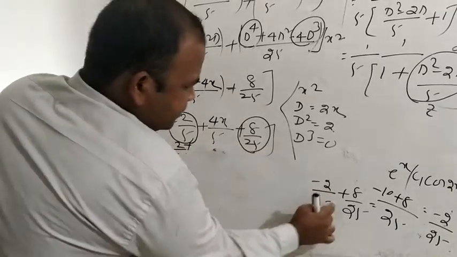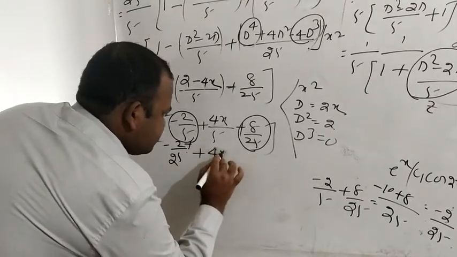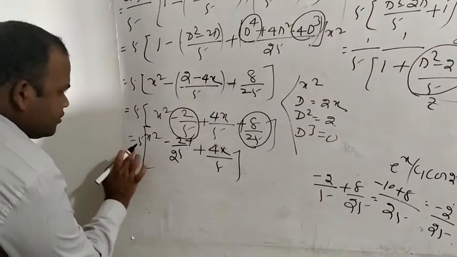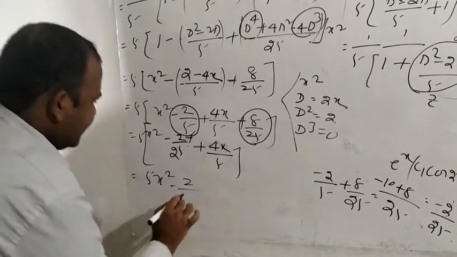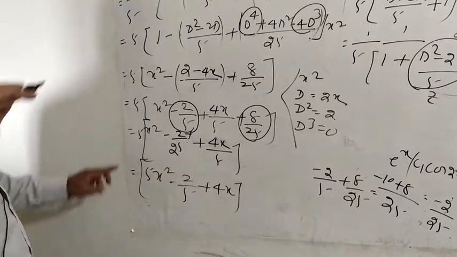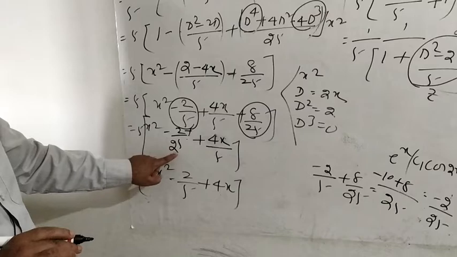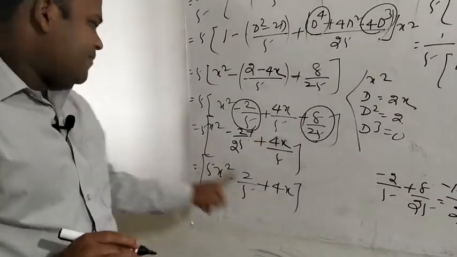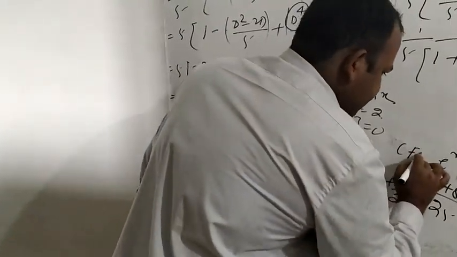Minus 2 by 5 plus 8 by 25 equals minus 2 by 25, plus 4x by 5. Now multiply: 1 upon 5 into x square minus 2 upon 25 plus 4x. 25 divided by 5 is 5, so this 5 cancels. So this is 4x, this is our PI.